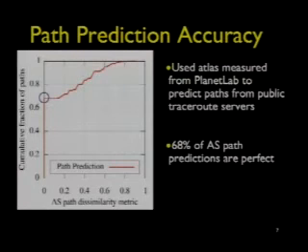To evaluate our path prediction more rigorously, we considered our atlas of the internet to be comprising only measurements made from PlanetLab, and used this atlas to estimate paths measured from public traceroute servers, around 500 of which we use.